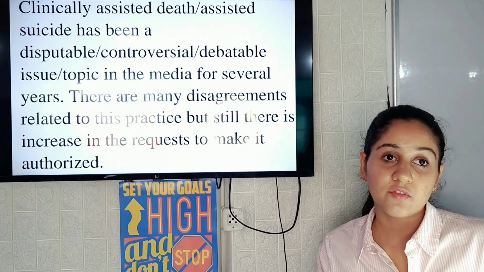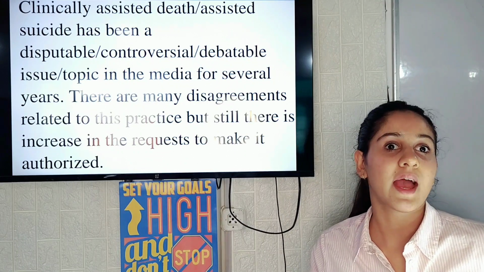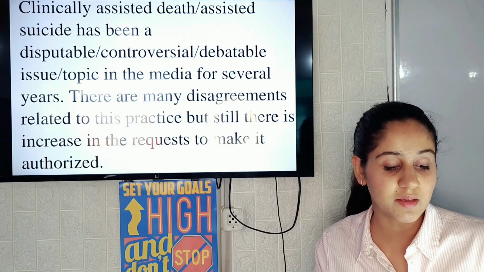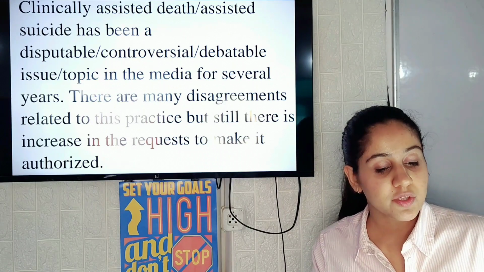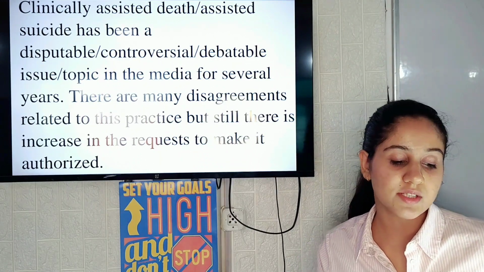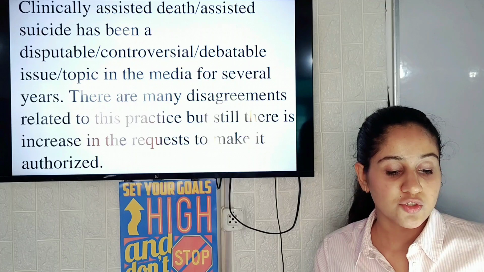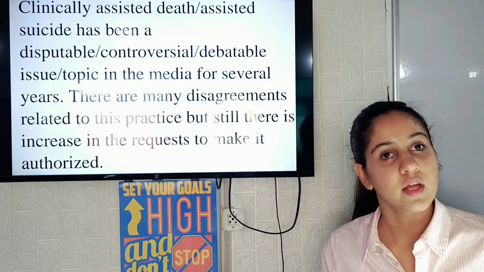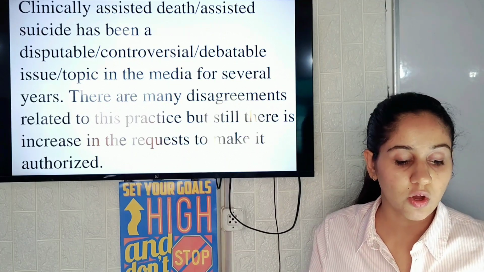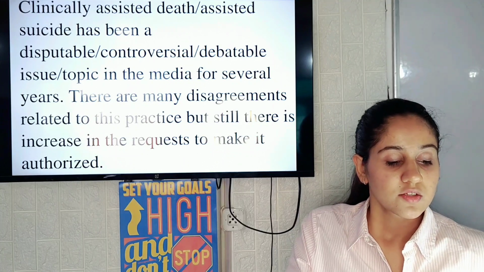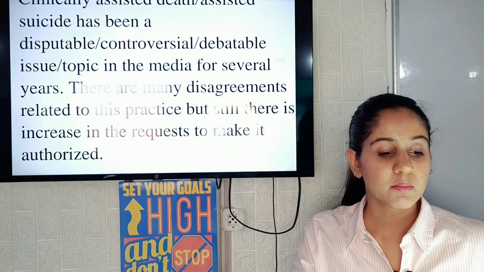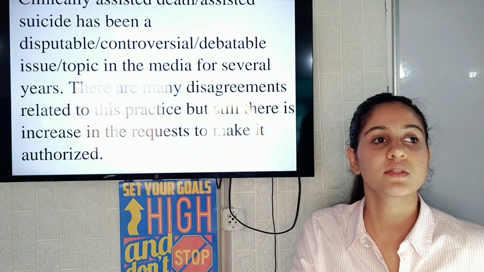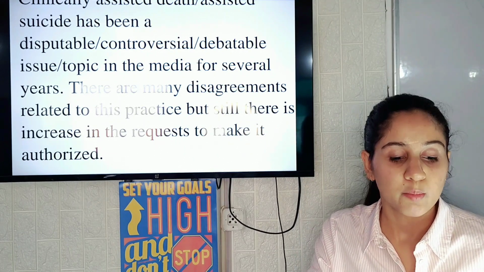There are many disagreements, so many people are against euthanasia being made legal related to this practice, but still there is increase in request to make it authorized. Instead of legalized, we have used authorized. So there are disagreements as well, but as well as some individuals in the society support this practice as well.